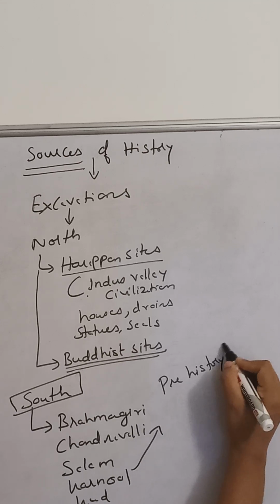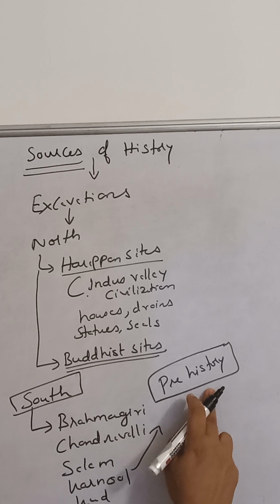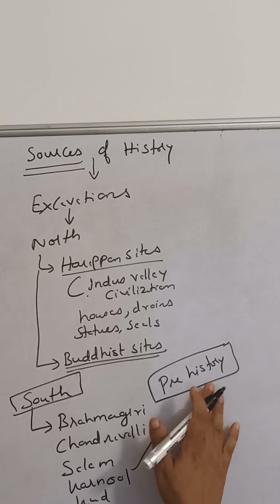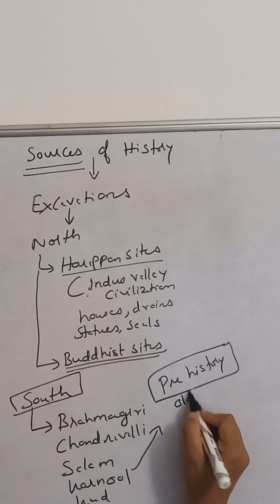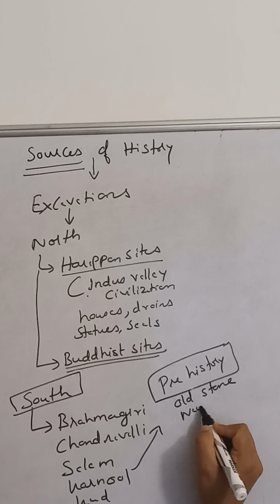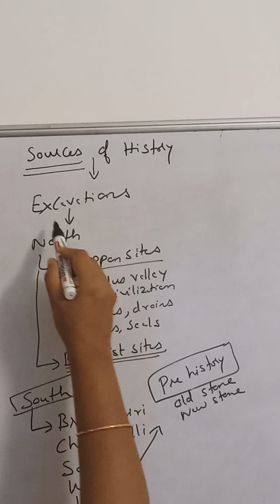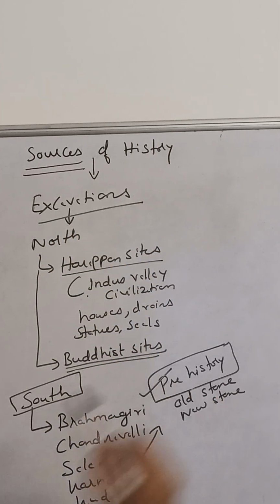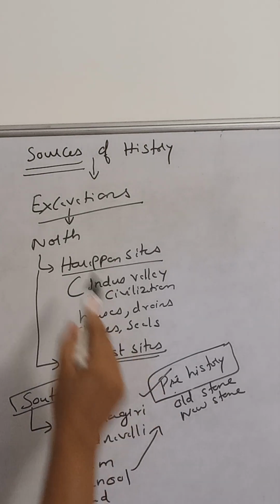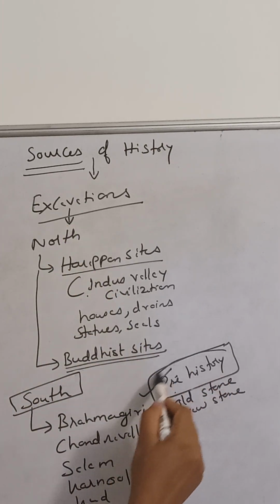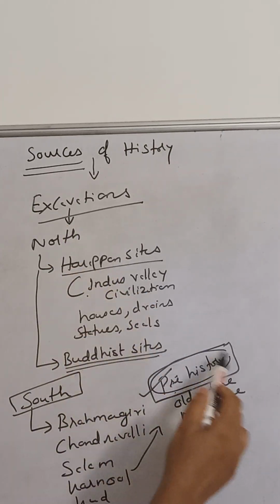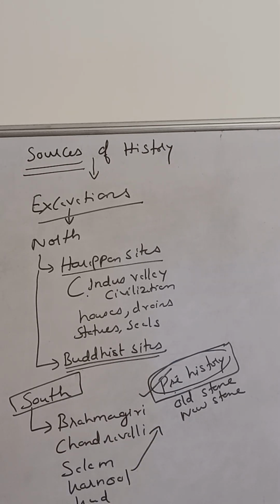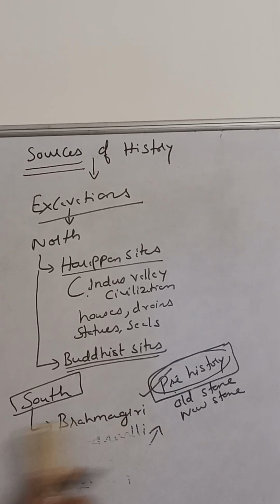What is prehistory? Prehistory is the time when there were no written records. It came before history, that is your old Stone Age and new Stone Age. Because of these excavations, we came to know a lot more about prehistory. There were no literary or written records during prehistory, so these excavations and other sources told us about it.